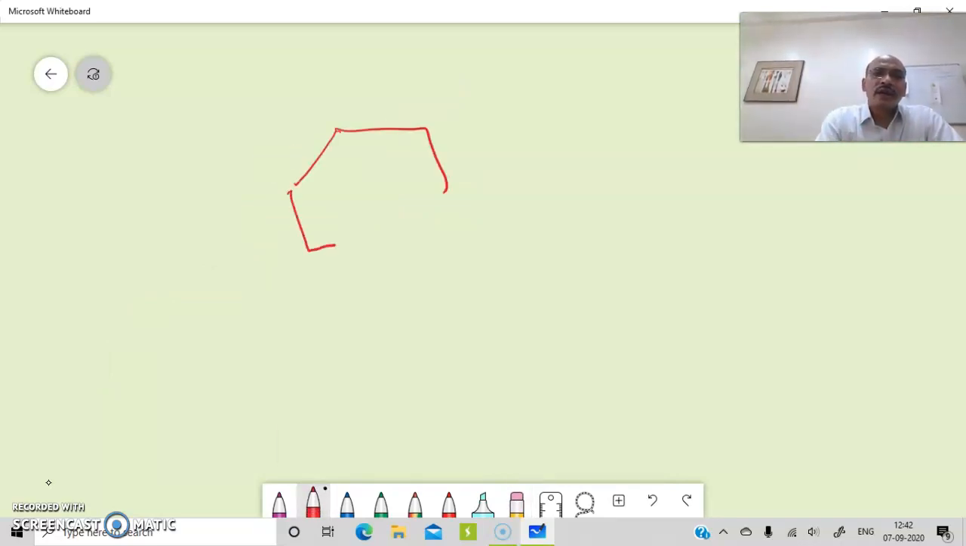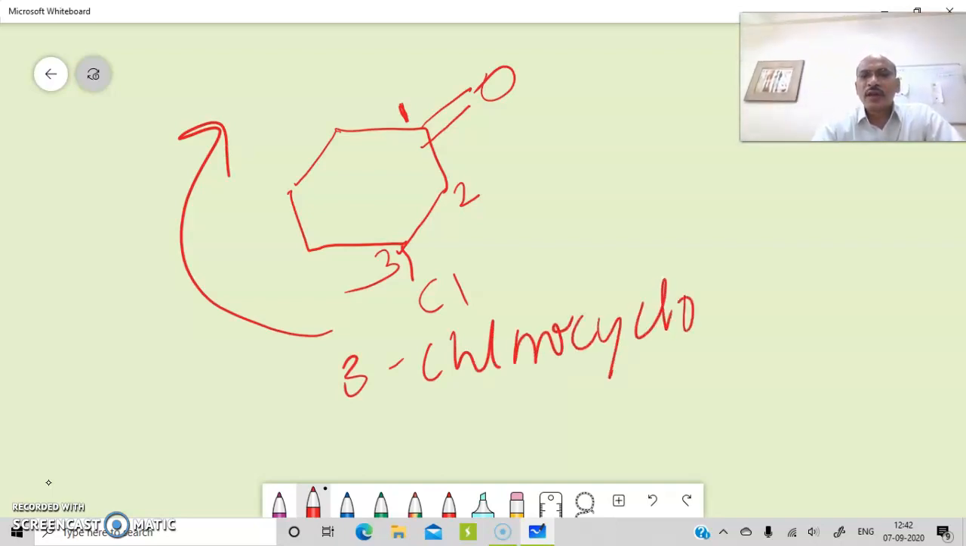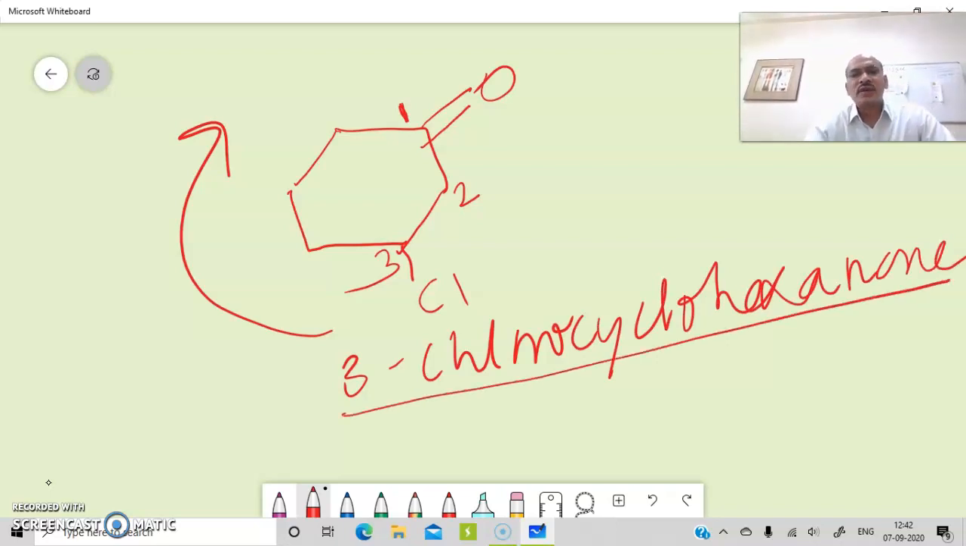I am drawing here again a molecule of 6 carbon atoms. Here I am writing C double bond O. Here I am writing chlorine. Its numbering will start from the carbon having double bond O, and this direction will provide the lowest possible number to chlorine. So its name will be 3-chlorocyclohexanone. So like this you have to name ketones.